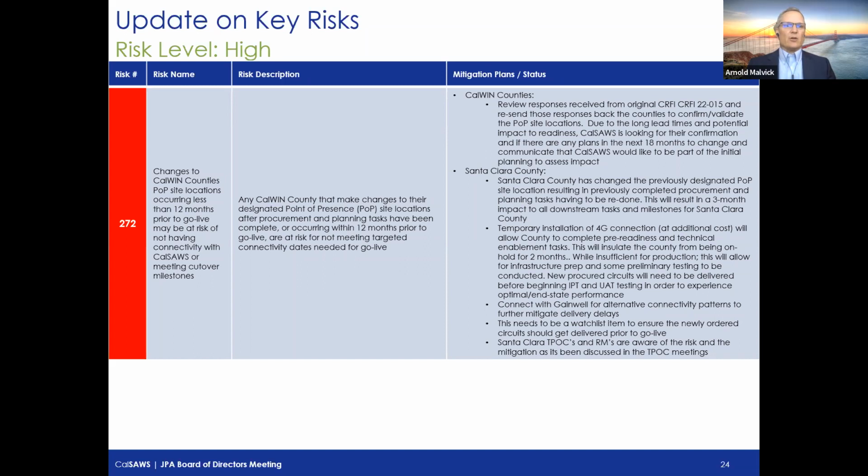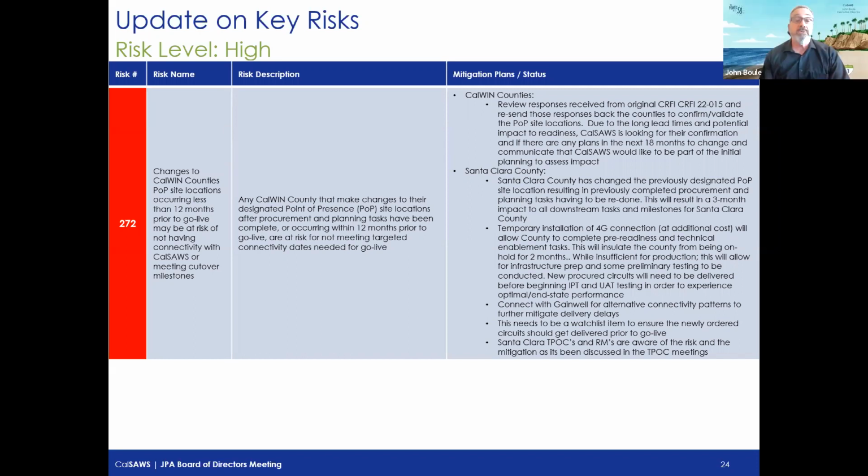For wave 1, we're actually green, ready to go. And we are working through the others, and all the others, other than Santa Clara, are green as well. Santa Clara, we are working hand in hand with to work through the mitigation, and AT&T will be on site to do the installation of that circuit so we can proceed forward.